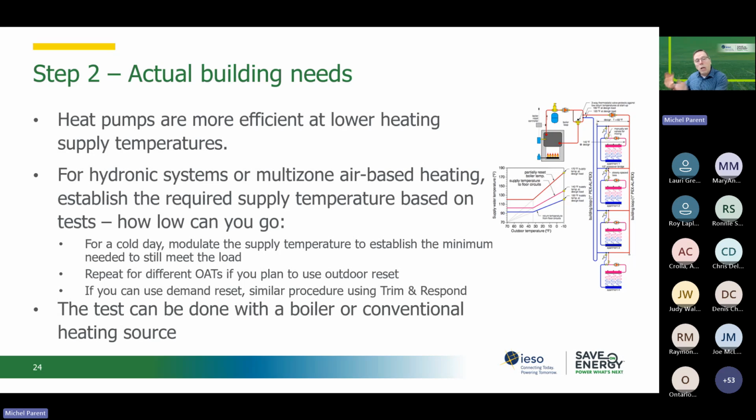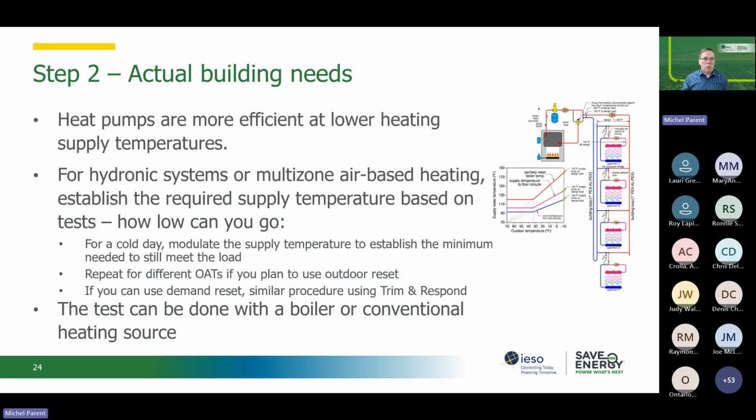So once you've got that done, you've optimized the rest of your BAS so that your building's needs are actually as low as possible. There are no inefficiencies. It's hard not to have some inefficiencies, but now you can start knowing what your actual building needs will be. By talking about building needs, I mean what is the actual supply temperature, if you've got a hydronic loop, that is required to meet the load for a given outdoor temperature.